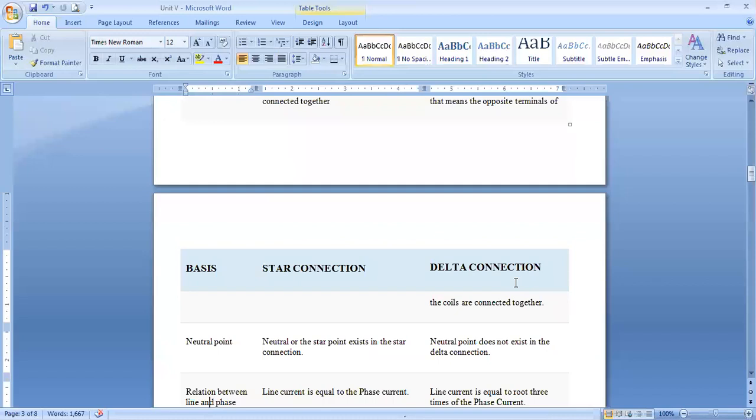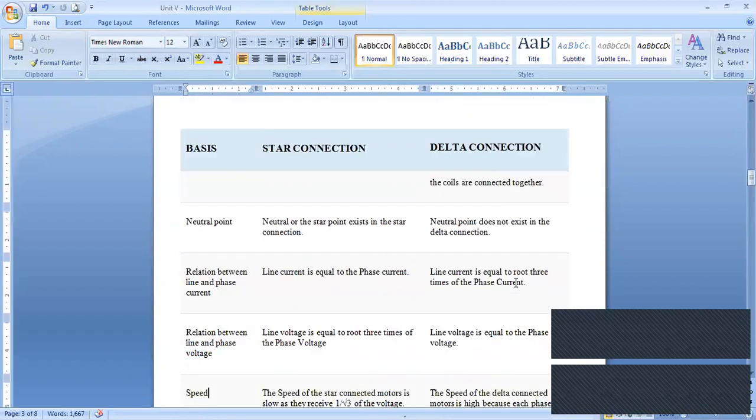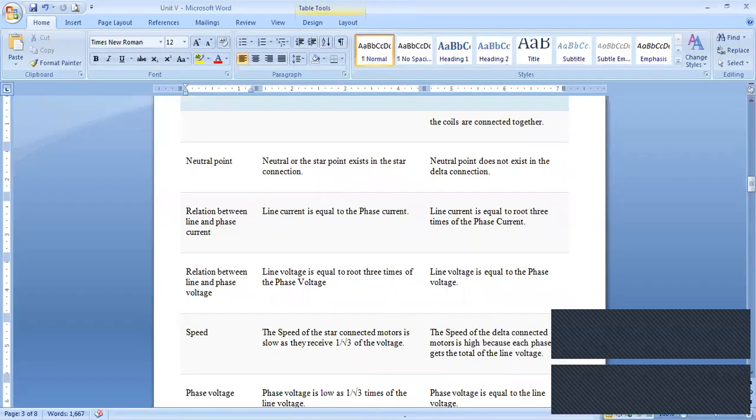Clear? Now, the neutral point, an important part. The star neutral or the star point exists in the star connection. The common point of the star connection is known as neutral, but there is no neutral in the delta connection. For the case of star, we can have a neutral, but for the case of delta, we don't have the neutral.